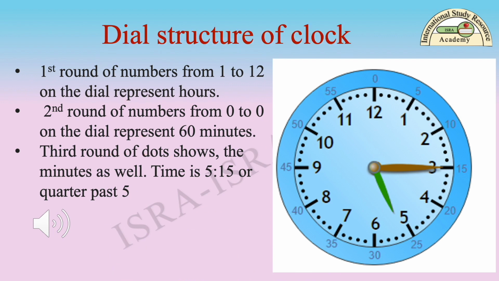Dial structure of analog clock. The first round of numbers from 1 to 12 on the dial represents hours. The second round of numbers from 0 to 60 on the dial represents minutes. The third round of dots shows the minutes as well. The time shown on the dial is 5:15.